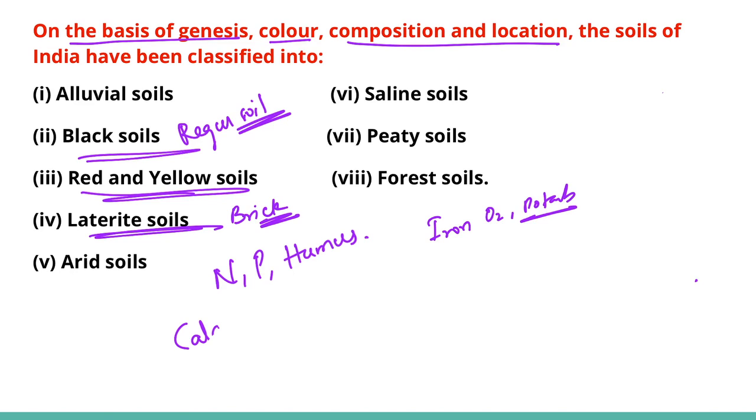Arid soils range from red to brown in color. They are generally sandy in structure and saline in nature.